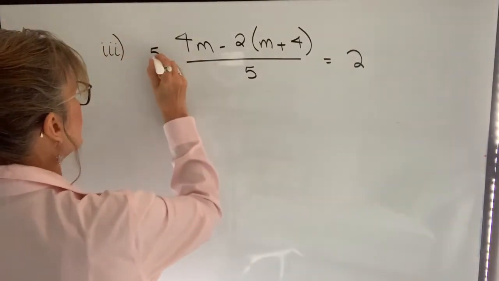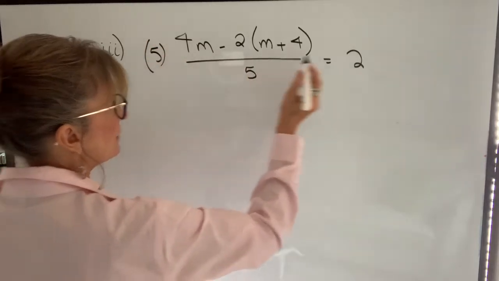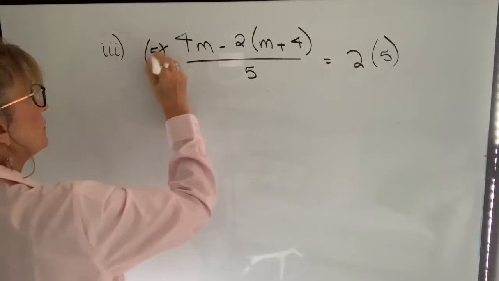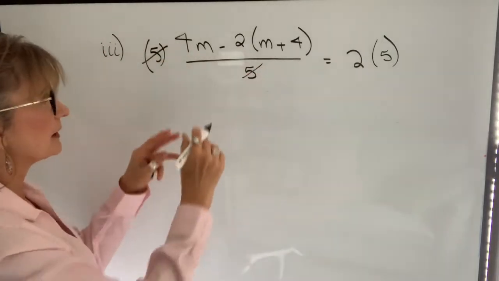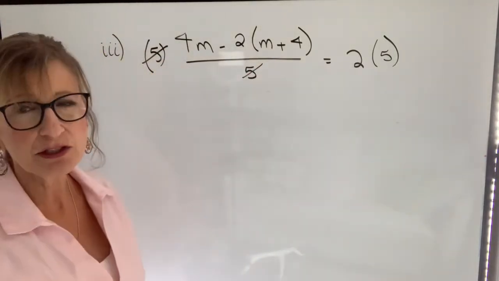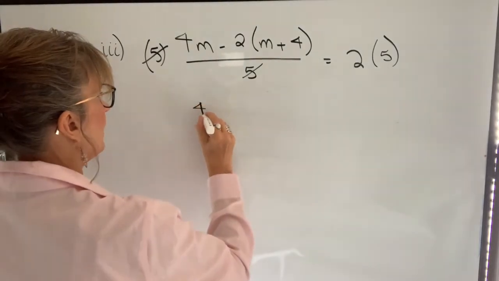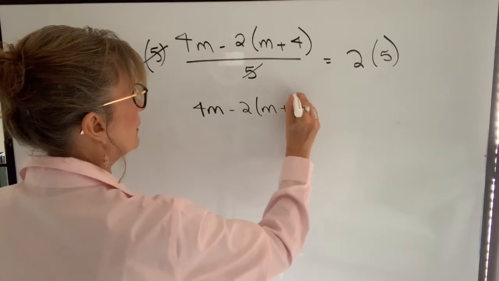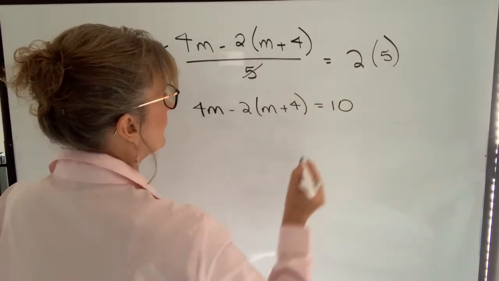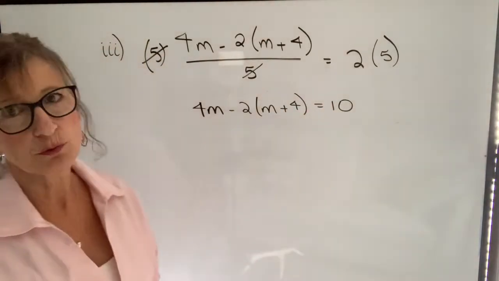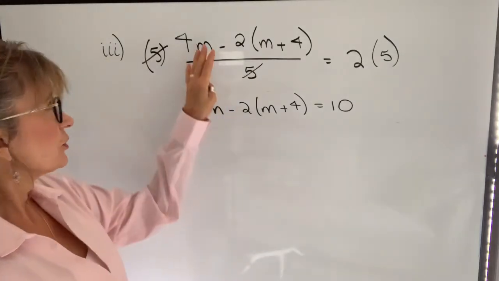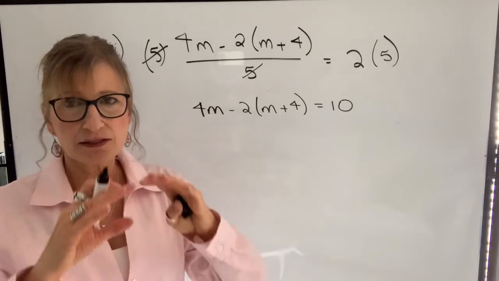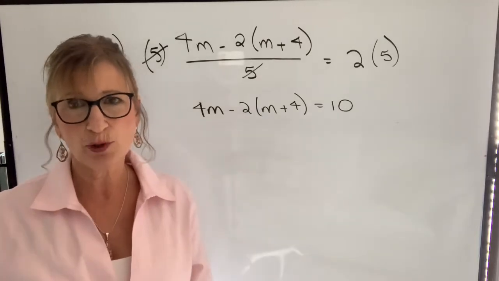If I multiply this side by 5, the 5 will cancel. I need to do this side by 5 as well. So the 5 will cancel, and that gets rid of that division, and I'll be left with 4m minus 2 times m plus 4 equals 10. This is a lot more manageable to work with. I couldn't touch anything in that numerator while I had that division by 5 because it's like it's in brackets. That whole numerator is in brackets.